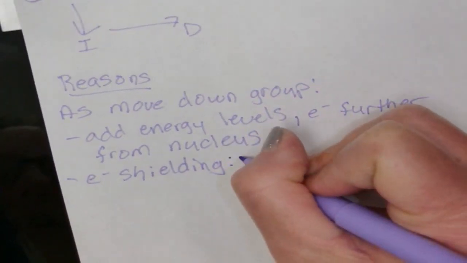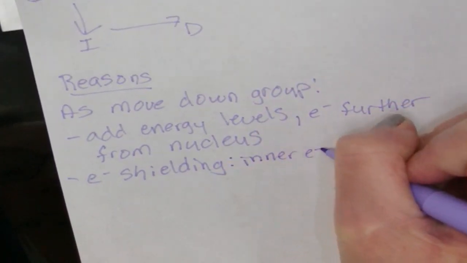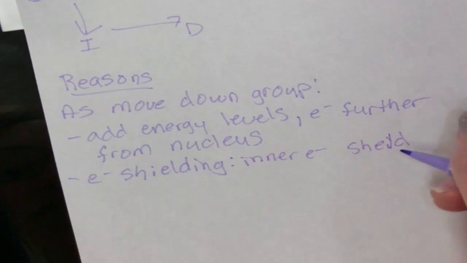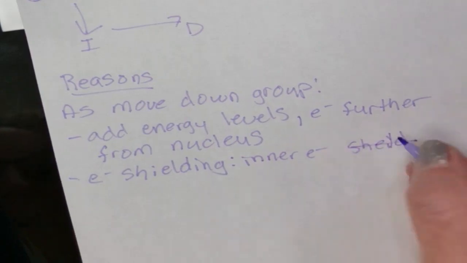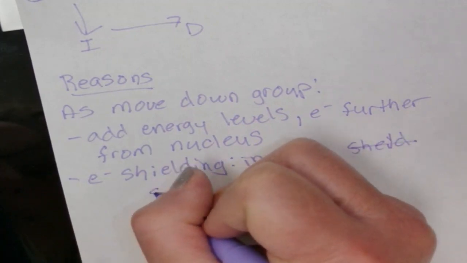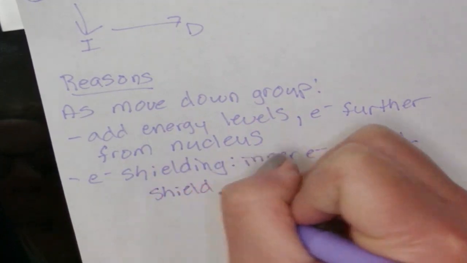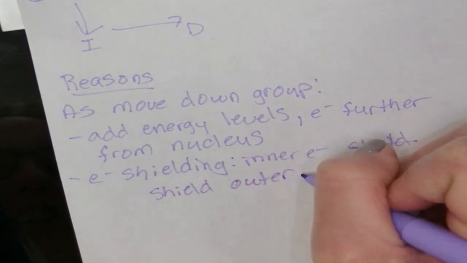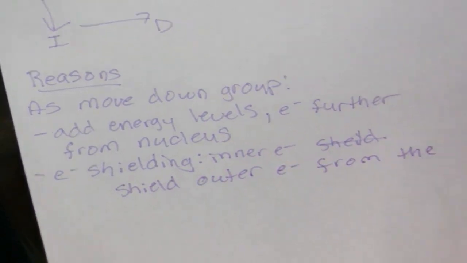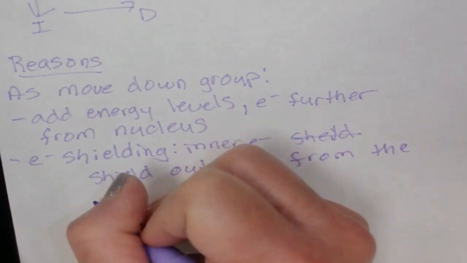So electron shielding: inner electrons shield outer electrons from the full force of the nucleus.